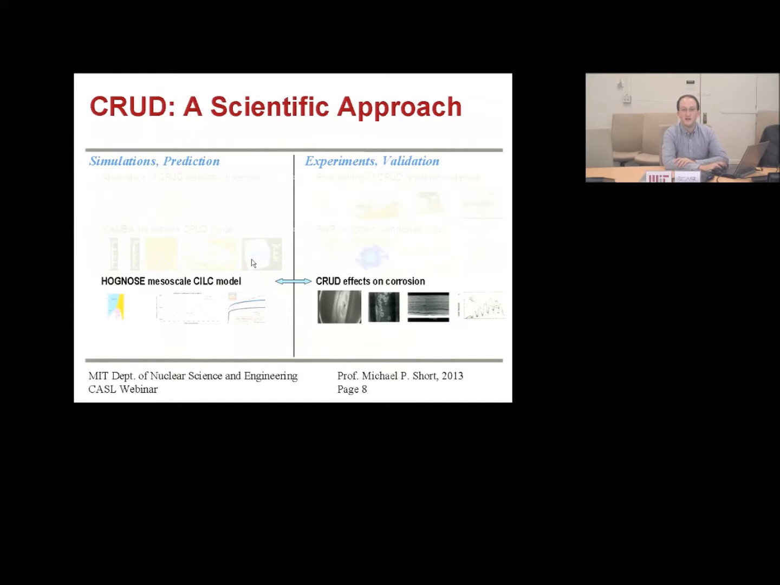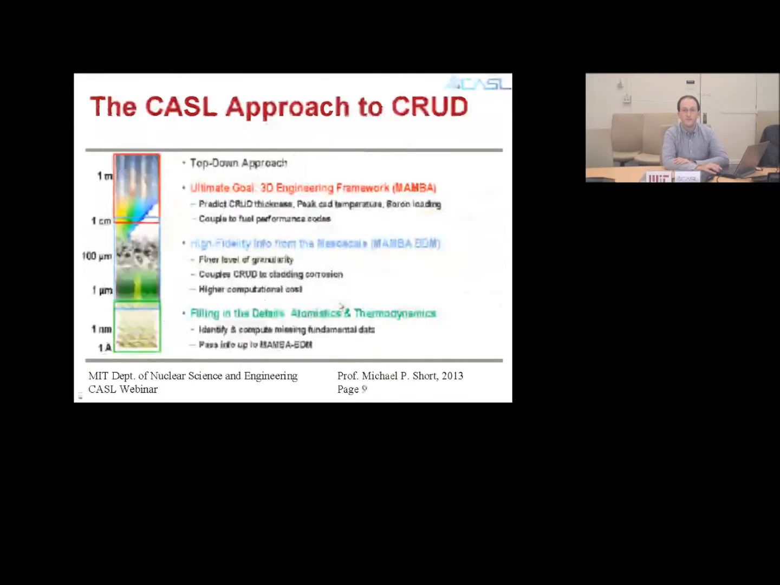But it doesn't stop there. We can actually start to run these experiments in that PWR loop I mentioned. In addition to growing the CRUD in the loop, we can cut the rods apart at the end of the experiment and measure what the corrosion thickness is. So we can actually validate all the different models at all the different length scales with a whole bunch of experiments that we're setting up here at MIT and elsewhere.